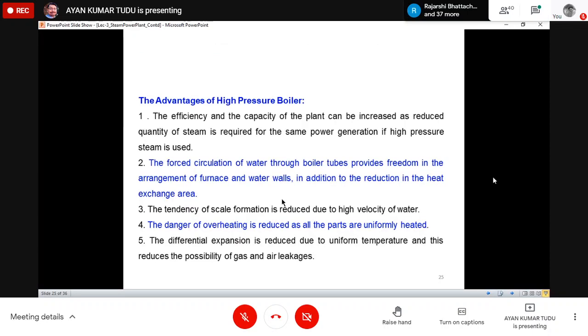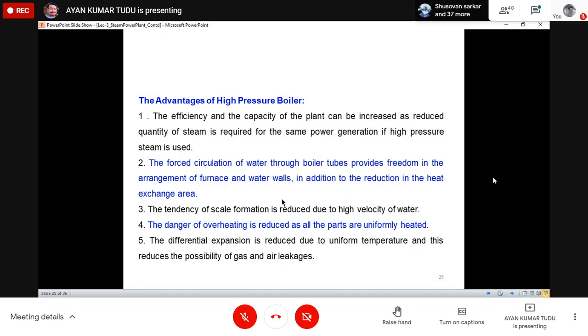First, the efficiency and capacity of the plant can be increased, as a reduced quantity of steam is required for the same power generation if high pressure is used. Obviously, if the pressure increases, the volume of steam required will decrease for the same power generation.